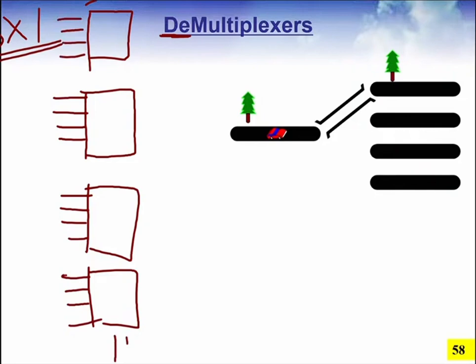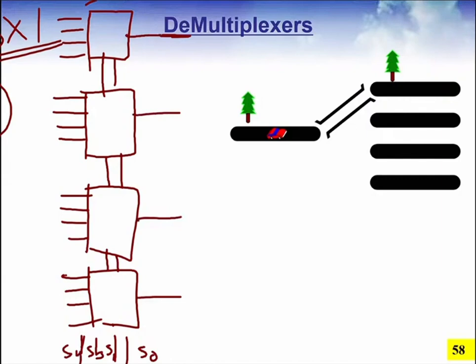Now, 2 selection lines will be common. If you have 16 cross 1, how many selection lines are required? 4. Very good. So I am using 2 here, S0, S1. But I still have 2 more, which are S2, S3. Here I am using 4 to 1, so how many outputs am I getting here? 4. Am I right? So what I will do now, out of these 4, another 4 to 1 multiplexer. Very good. You are getting it, mashallah.